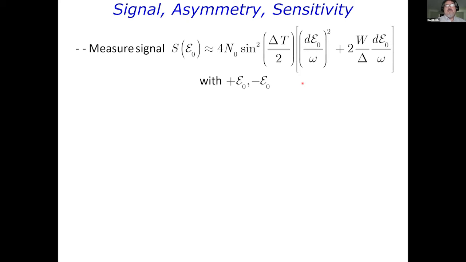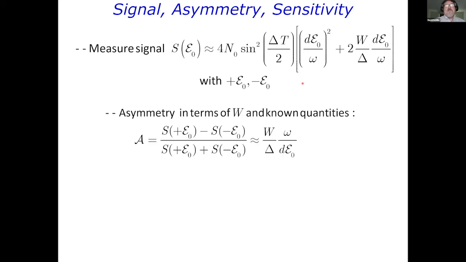So with a signal like that, we can measure these signals with either a positive value of E0 or a negative value of E0. And we can form an asymmetry, which is the difference between those signals over their sum. And this is a quantity that's linear in W and only depends on other factors that we know because we apply them in the experiment: omega or delta or the strength of the electric field. And notice this is a dispersion-like function of detuning. It blows up near zero detuning and then falls off like 1 over detuning.